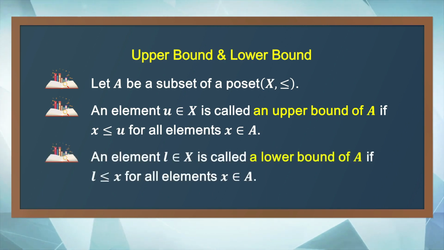Similarly, there may be an element less than or equal to all the elements X in A. An element L is called a lower bound of A if L is less than or equal to X for all elements X in A. An upper bound of set A is greater than or equal to all elements in A. A lower bound of set A is less than or equal to all elements in A.